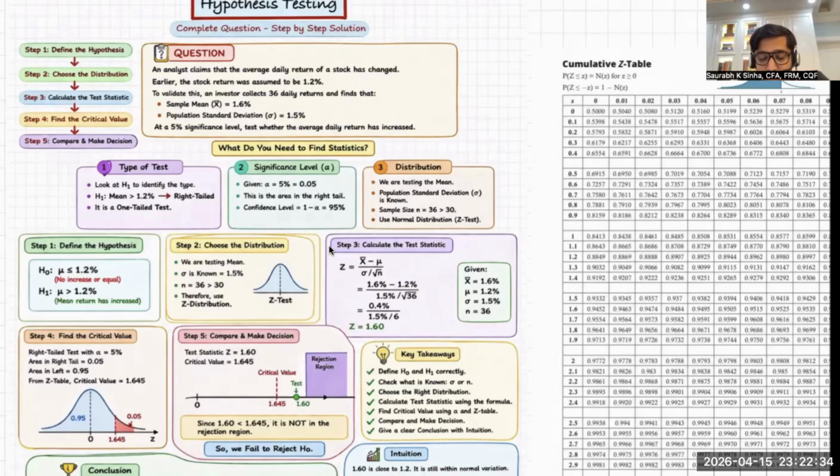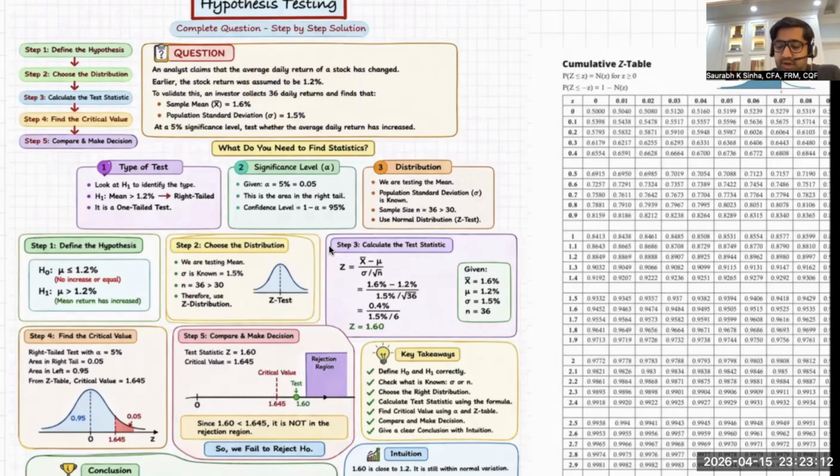Okay, so step number one is to define your hypothesis. What is your hypothesis in this question? What is the new claim in this question? The new claim is that the average daily return has increased. But from what? From the previously assumed historical mean, that is 1.2%.